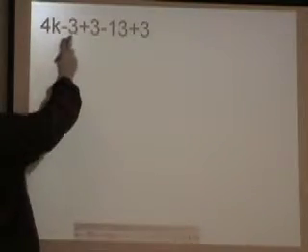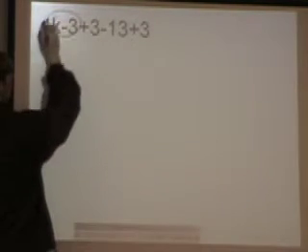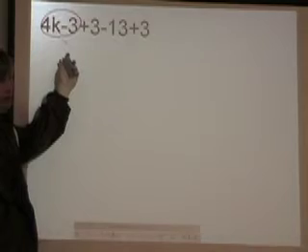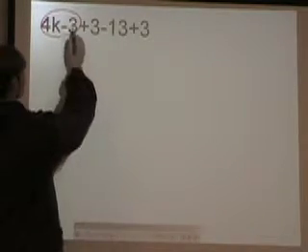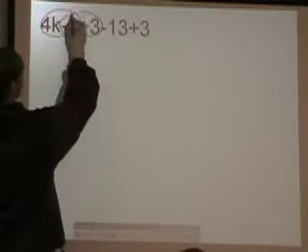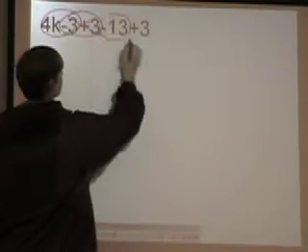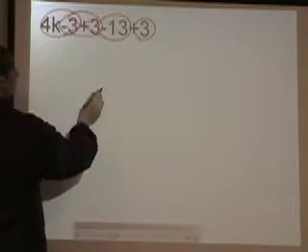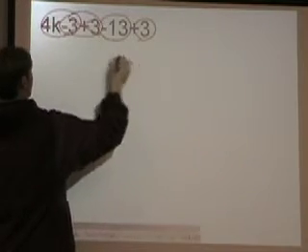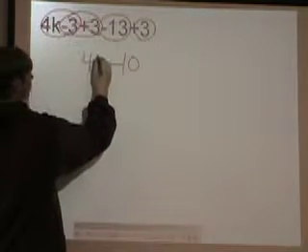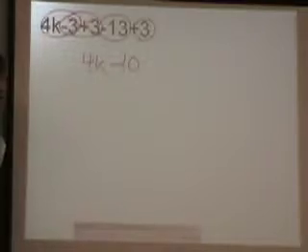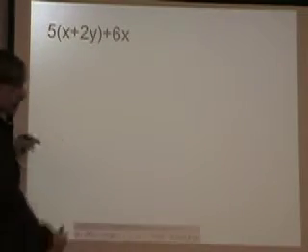So on this one, we've got 4k minus 3. Can we combine these? No, sir. No, because they're not like terms. But we can do negative 3 plus 3 is what? 0. And negative 13 plus 3 is what? Negative 10. And I got 4k here, so my answer is 4k minus 10. But you can do it.